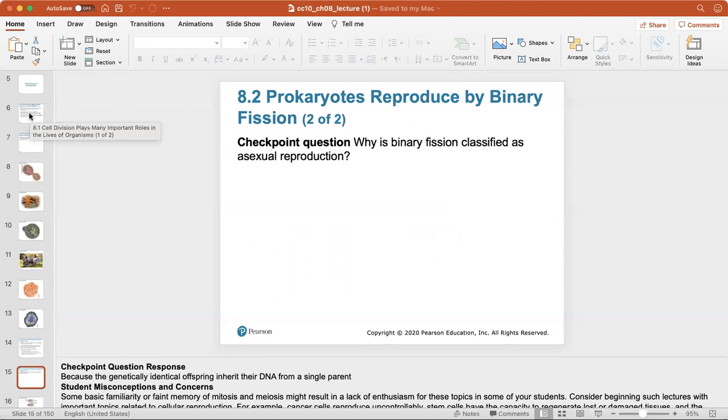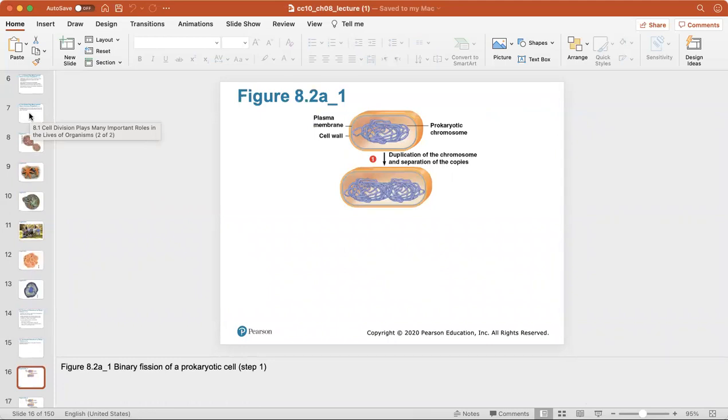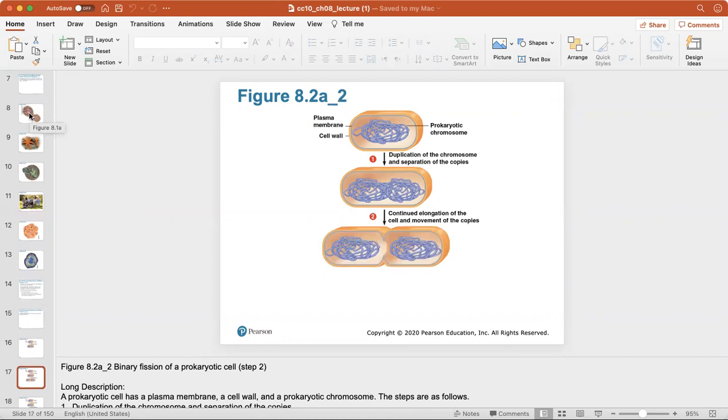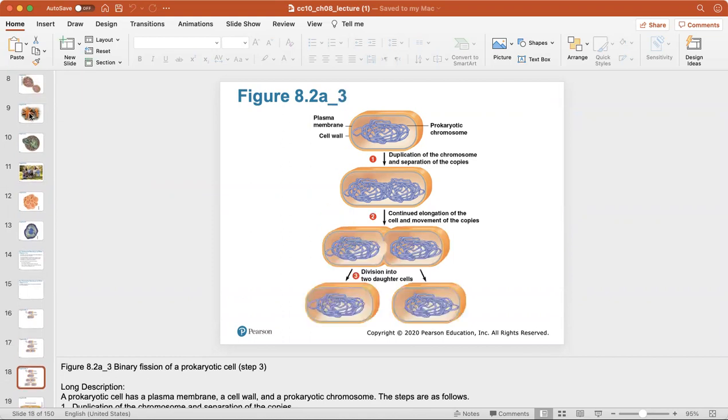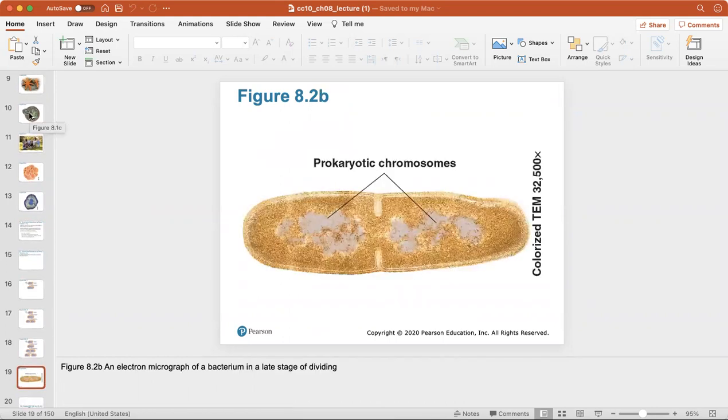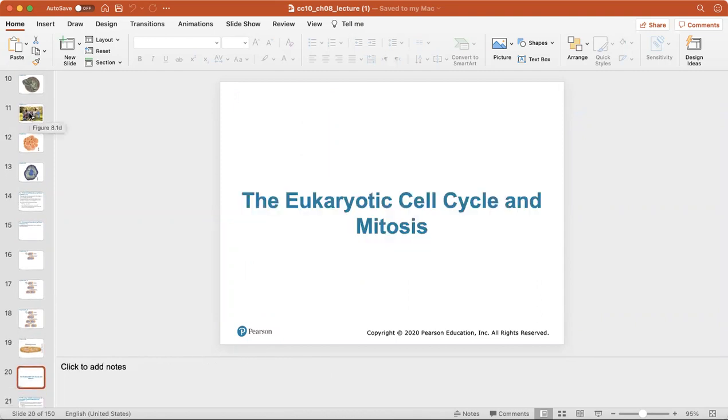And binary fission is classified as asexual reproduction because it'll make a completely identical offspring. So here's just a look at binary fission of a prokaryotic cell: step 1, continued elongation of the cell, movement of the copies, and eventually division into two daughter cells. So this is binary fission. And this is a look at an electron micrograph of a bacterium in a late stage of dividing.